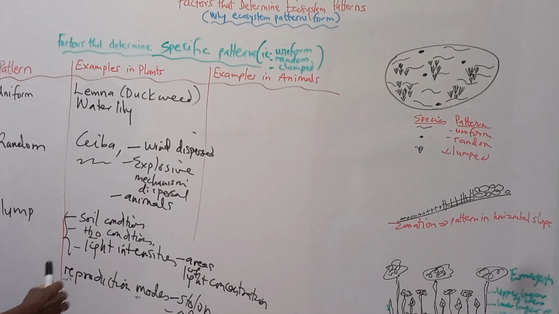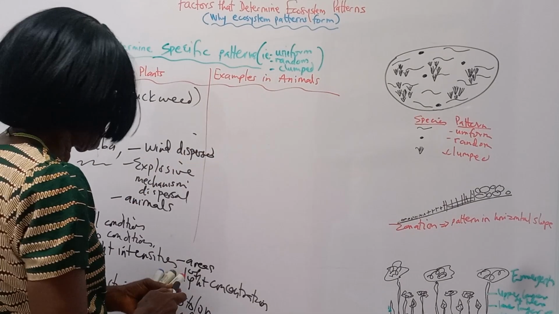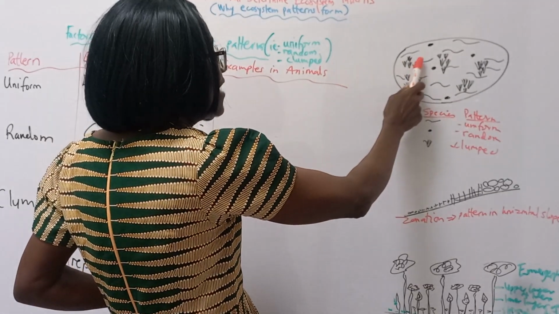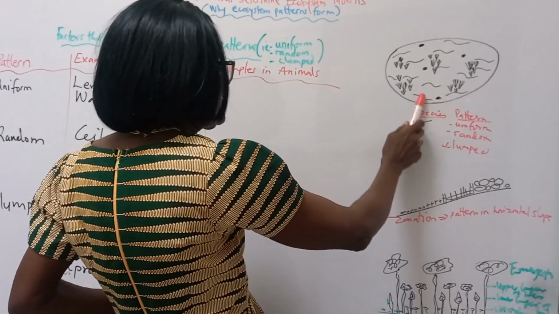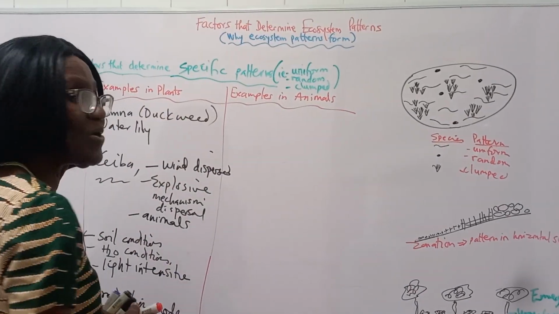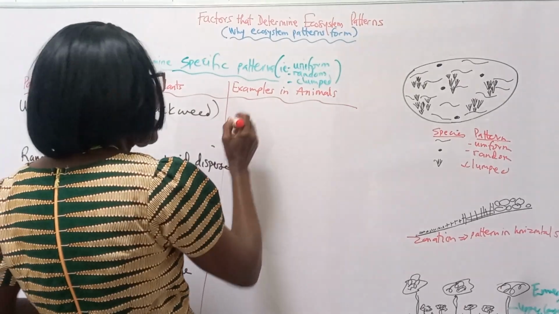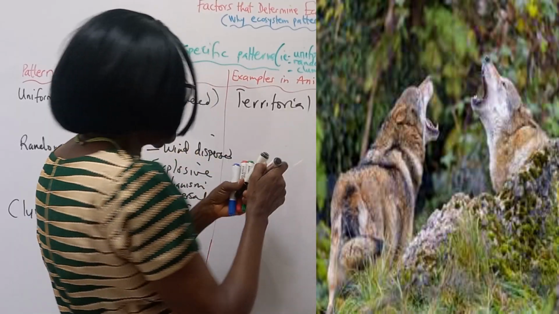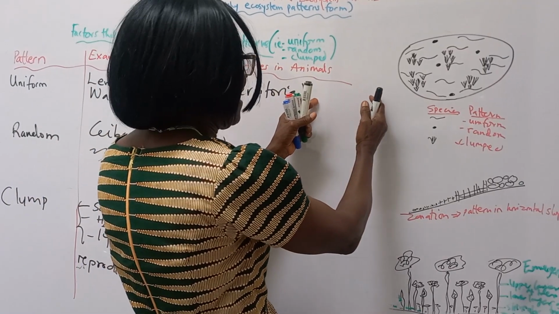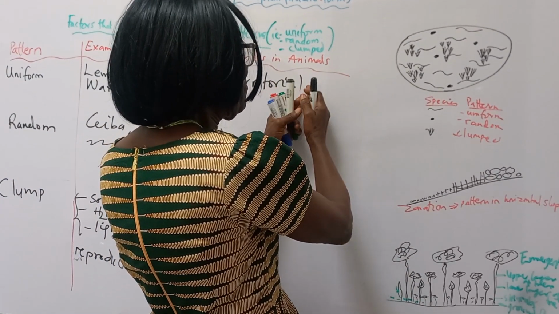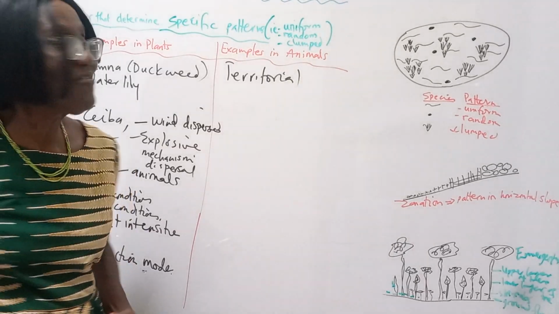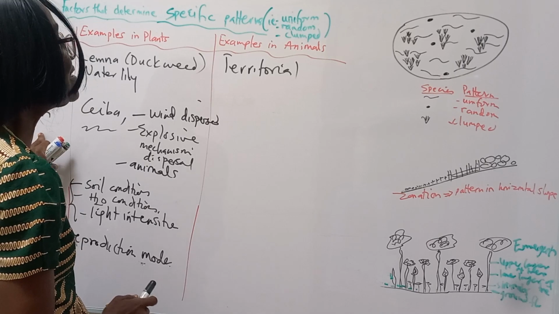What about animals? What determines animals' pattern that are uniform? If animals are uniformly spaced, forming a uniform pattern in the ecosystem, such animals have been known to be highly territorial. Animals that defend their territories, they are spaced equally apart so that one animal will not get into the territory of another. Example, you have wolves.